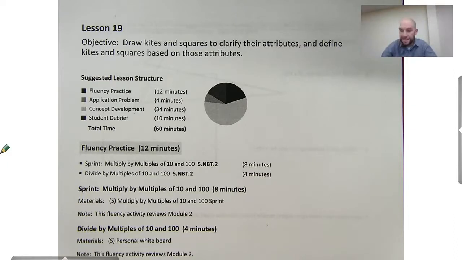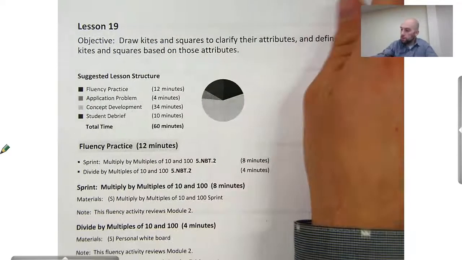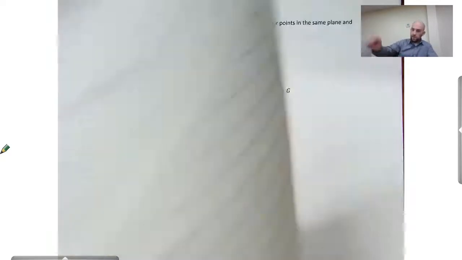We're going to be drawing kites and squares to clarify their attributes and define kites and squares based on those attributes. So we're probably all pretty familiar with what a square is. That's a quadrilateral with 4 right angles and 4 equal sides. But a kite is probably going to be a new figure for us, so we're going to explain what that is.